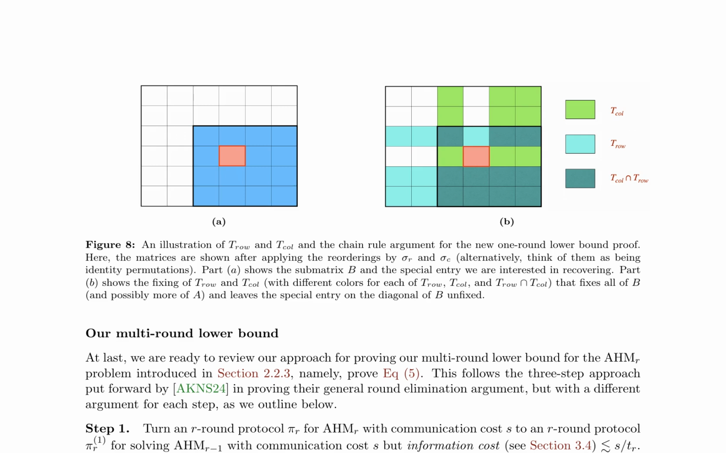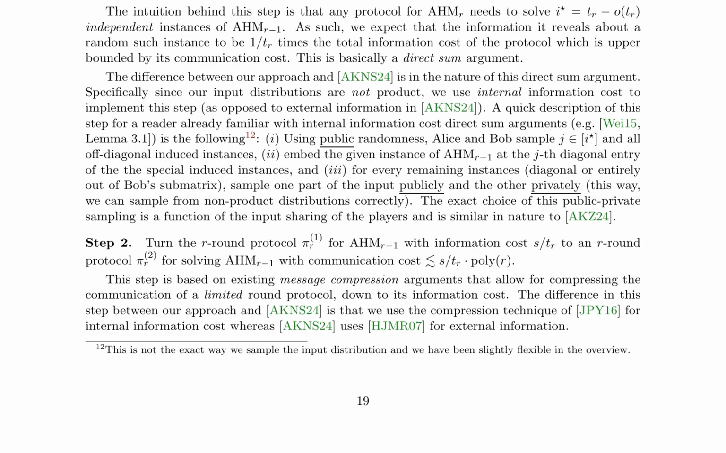The intuition behind step 1 is that any protocol for AHMR must solve I equals t_r independent instances of AHMR-1, and the information revealed about a random instance is expected to be 1/t_r times the total information cost of the protocol. Step 2 transforms the r-round protocol π1 for AHMR-1 with information cost S/t_r into an r-round protocol π2 for solving AHMR-1 with communication cost S/t_r poly(r).